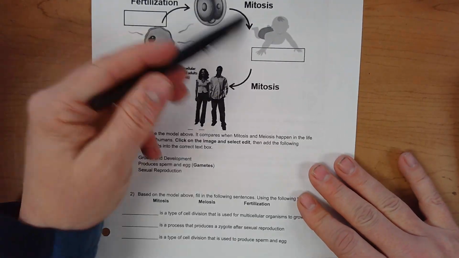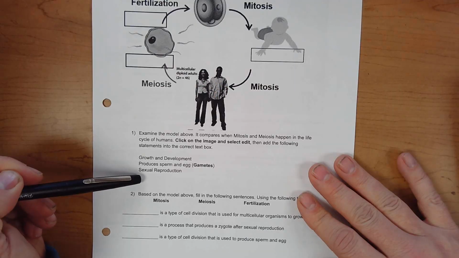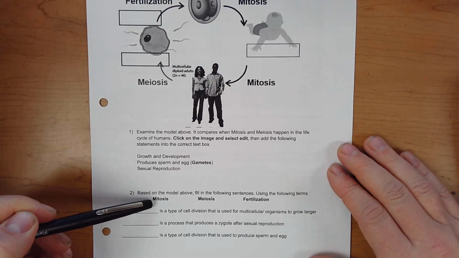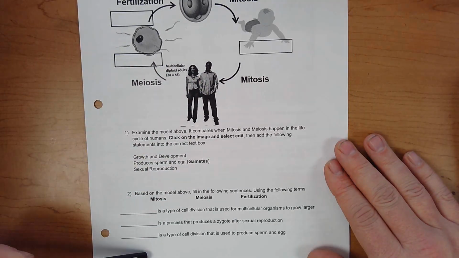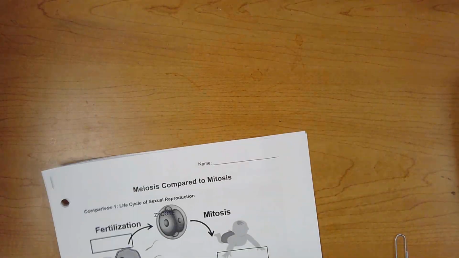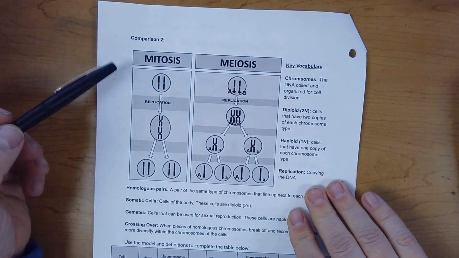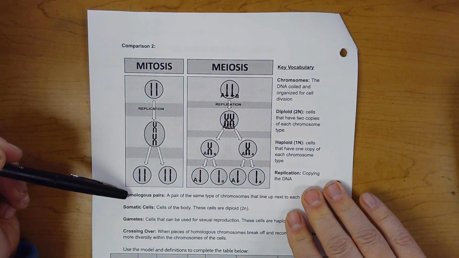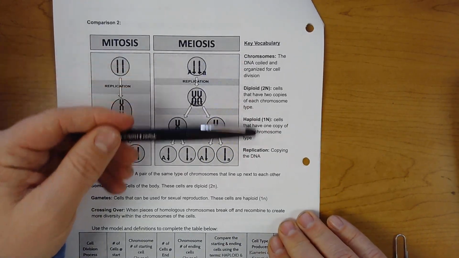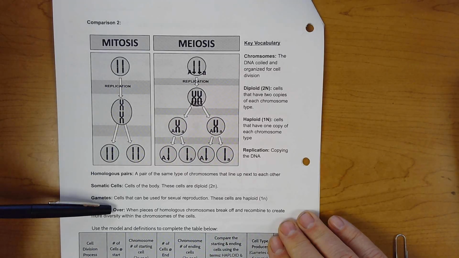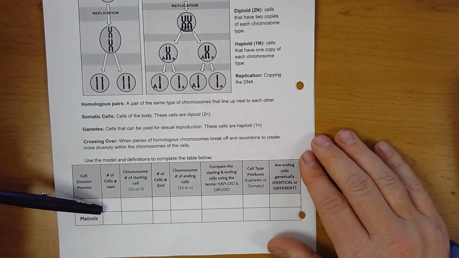So you'll start off, just examine this, do part 1, fill these in. Then you should be able at that point, using the words that are on the model, to fill in this part. Move on to the second comparison. In this one, we're taking a process we've already learned about, mitosis, and comparing it to meiosis. There's a bunch of vocabulary words here that you'll need to fill out this table on the bottom.